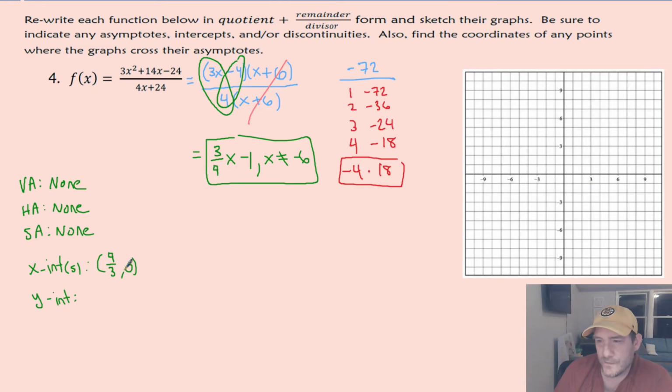4/3 comma 0 is our one and only x-intercept. Our y-intercept is the -1 that we can see on the end of our equation. So 0 comma -1. Let's just graph this. Oh, the hole. Right.